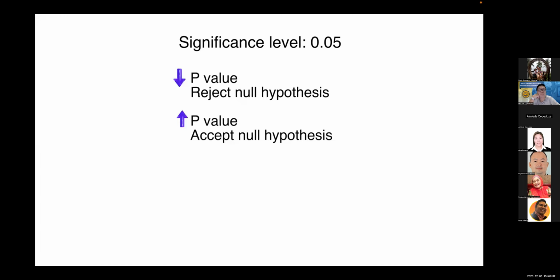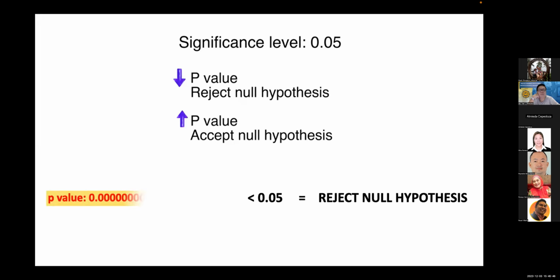Our level of significance is 0.05. If the p-value is less than 0.05, we will reject our null hypothesis. If the value is more than 0.05, then we will accept our null hypothesis. Our value is 0.00000, so there are 18 zeros, 58089, and this is less than 0.05, so we will reject our null hypothesis.